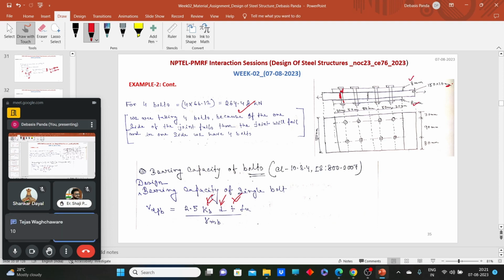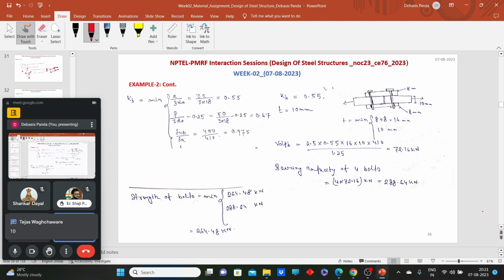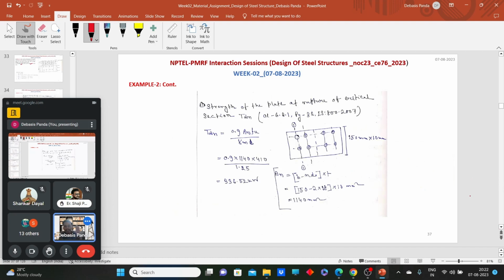So what will be that? 10 mm. Very good. So you have now understood what will be the T value. So strength of this bolt in bearing comes as 72. 4 bolts 28. So what will be the strength of bolts for this joint? Comes as 264.